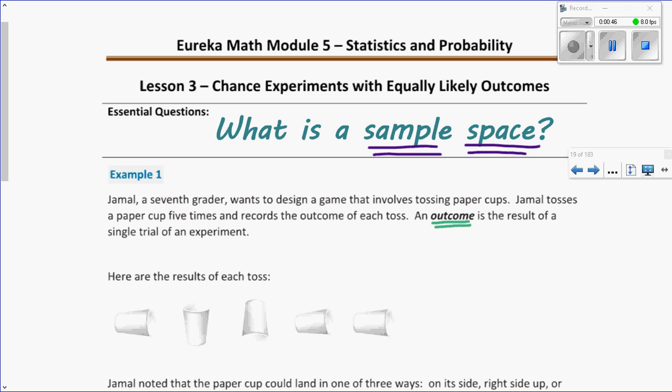An outcome is the result. So it sounds like what it is, an outcome. Okay, what was the outcome? Like if someone says, what was the outcome of the test or the quiz or whatever an experience is, what is the outcome is what happened. So what is the result?